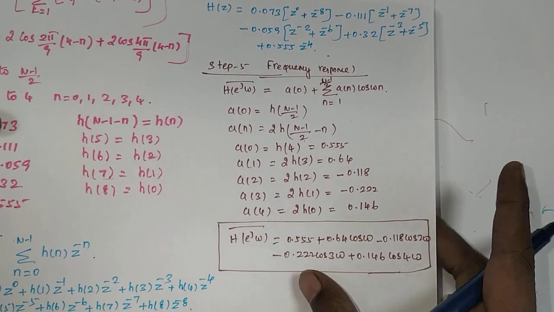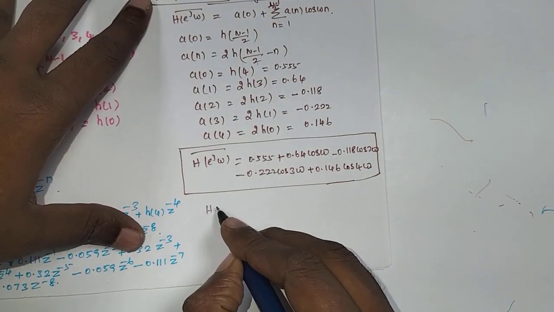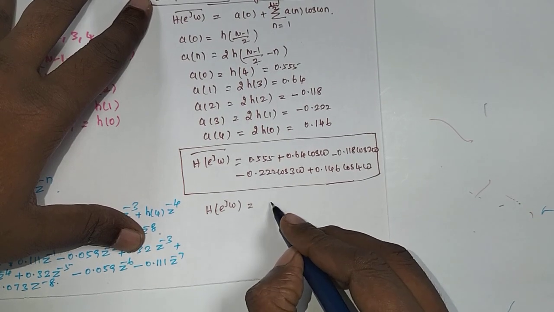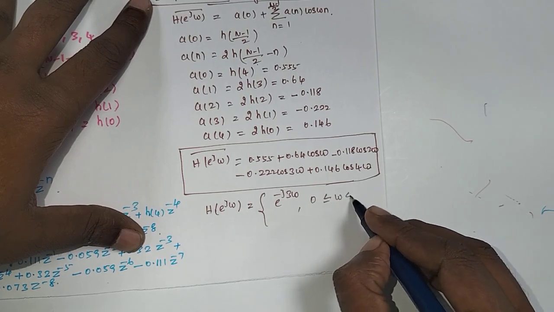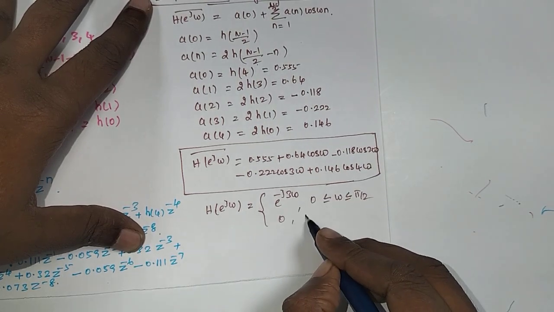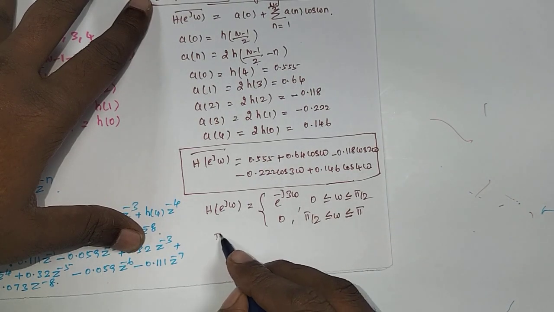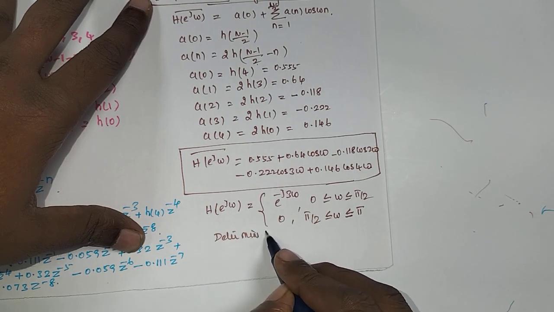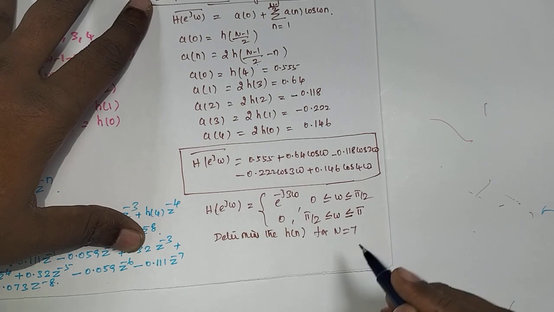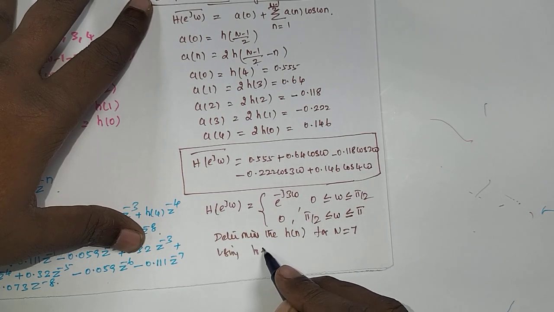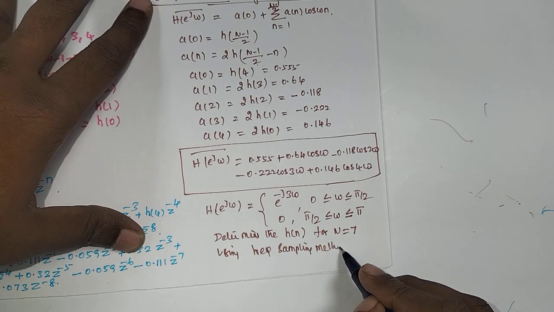Take the workout problem as an assignment. That is, the response of the filter is h of e power j omega is equal to e power minus j 3 omega, for 0 less than or equal to omega less than or equal to pi by 2, and 0 for pi by 2 less than or equal to omega less than or equal to pi. Determine the filter coefficients, that is h of n for n is equal to 7 using frequency sampling method. Okay, so, try this problem.